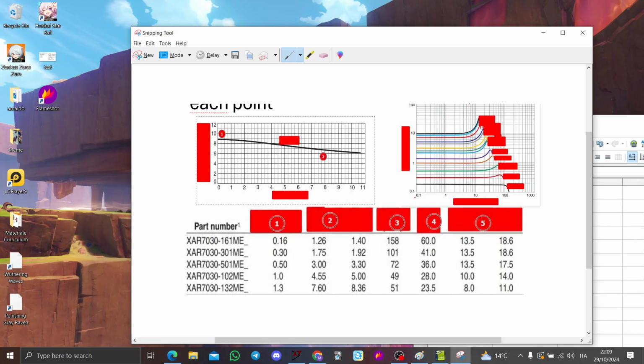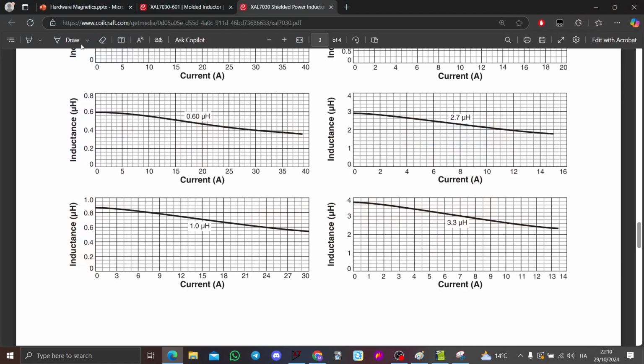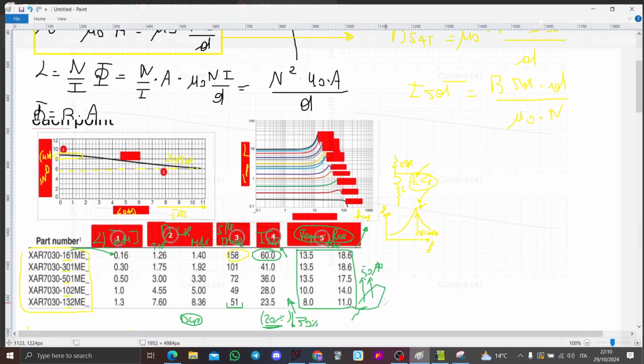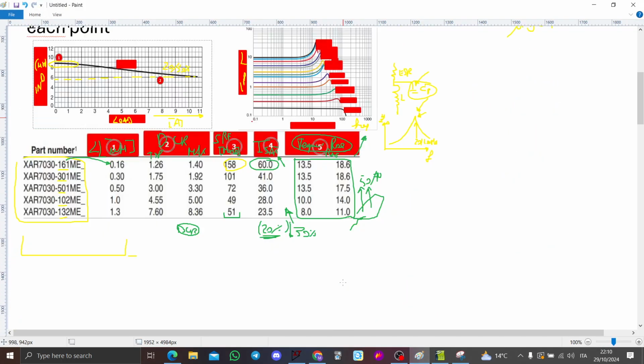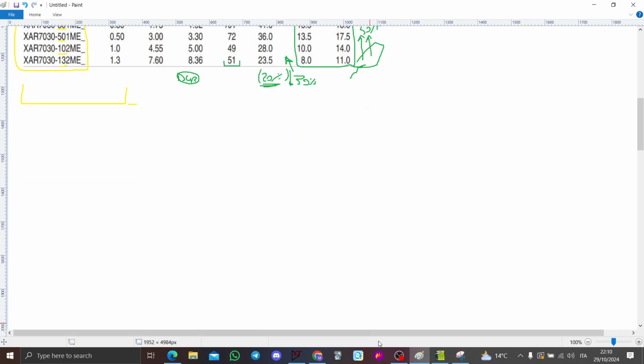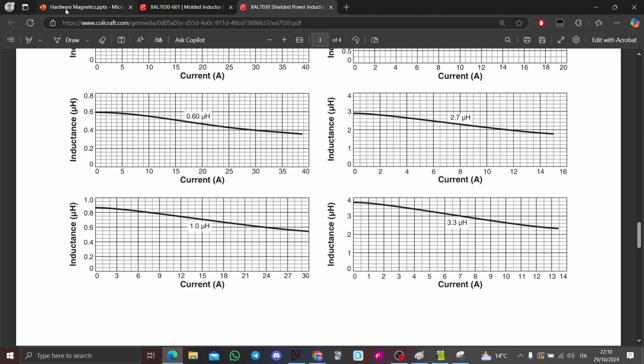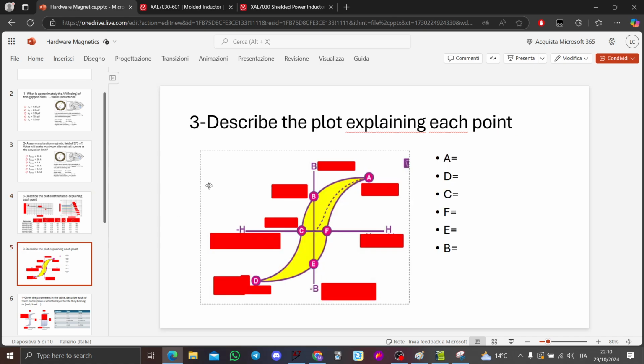So nothing new. This was not so hard, okay, but they wanted you to know how much experience you have in choosing the inductors, okay. So we can go on. Now the difficult bits. Describe the plot explaining each point.